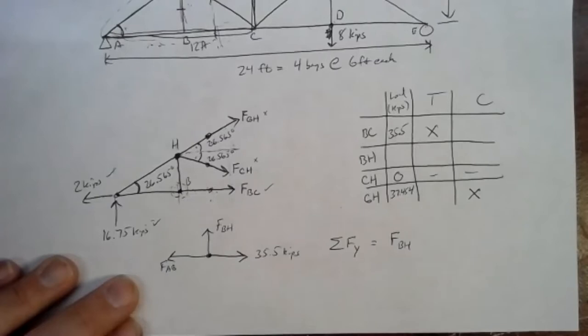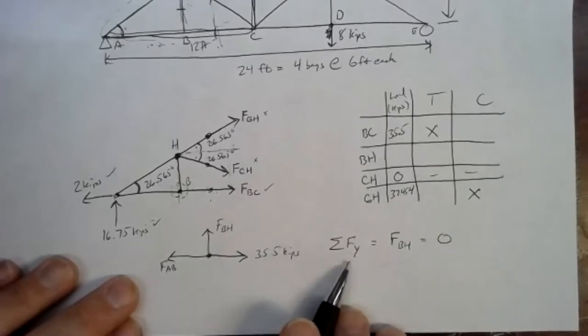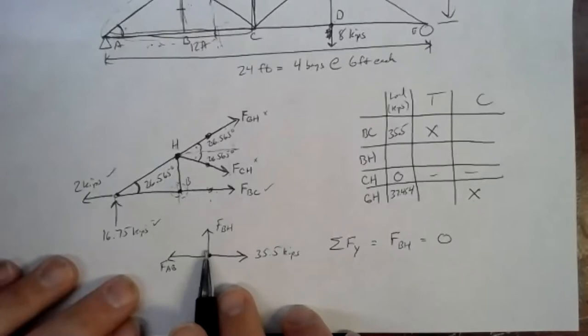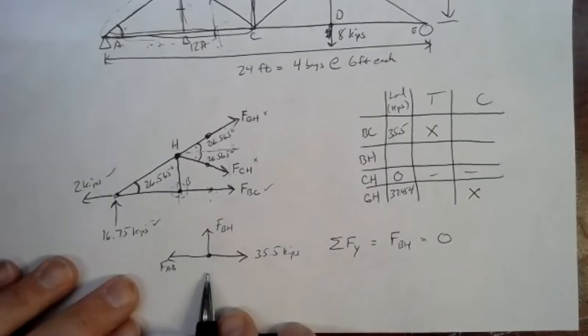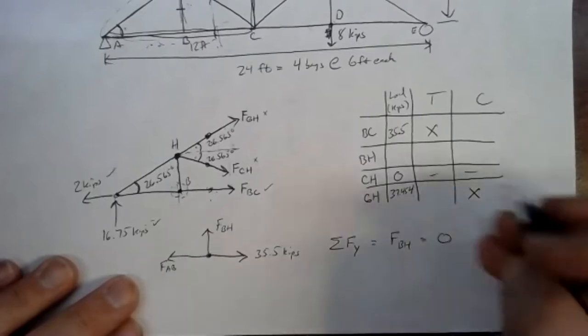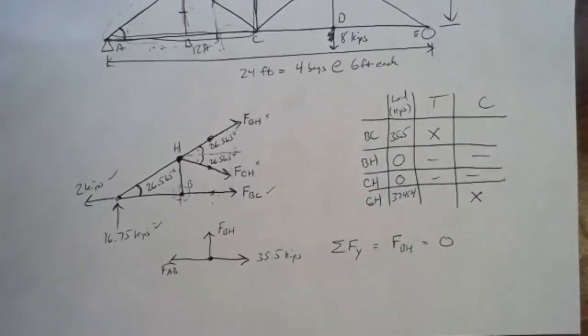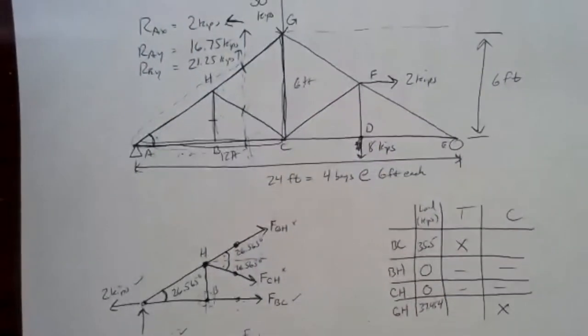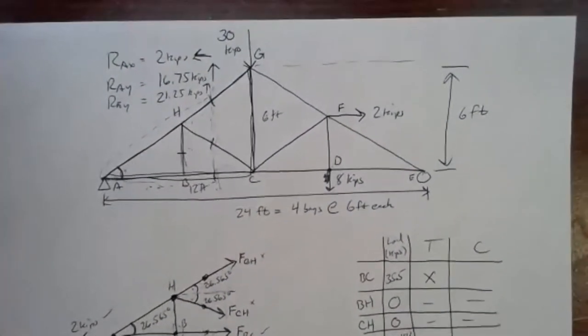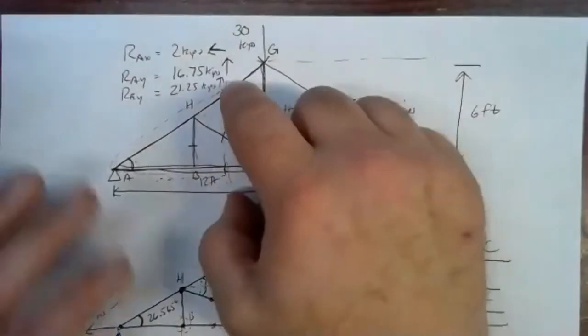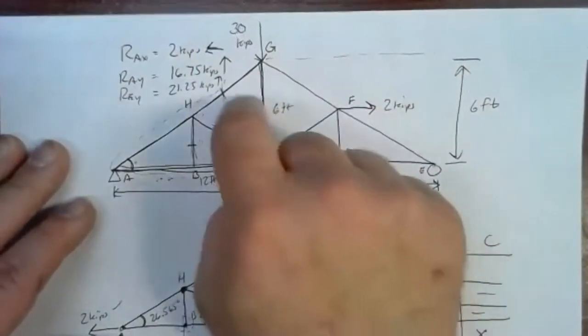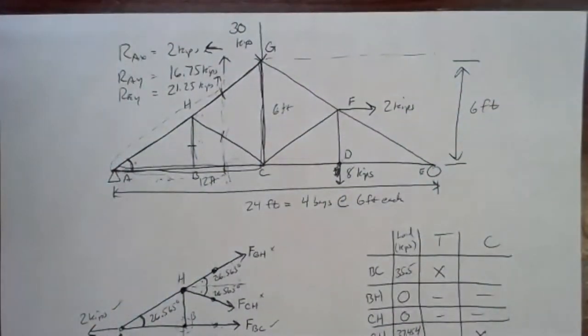Now if joint B is in equilibrium, the sum of forces in the Y direction must be equal to 0. There's only one force in the Y direction. If there's only one force in the Y direction, and you have to have equilibrium, that one force must be 0. So it turns out for this one, member BH also carries no load. So the only members on that side of the truss that are carrying load, at least in the part that we looked at here, are members BC and GH.